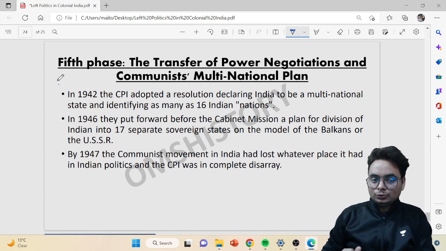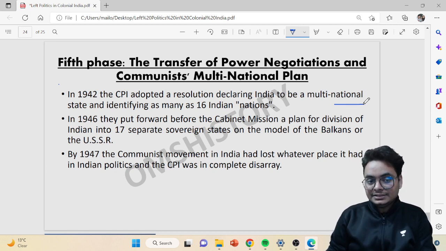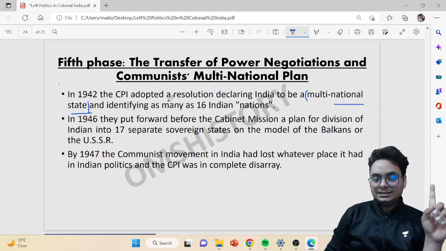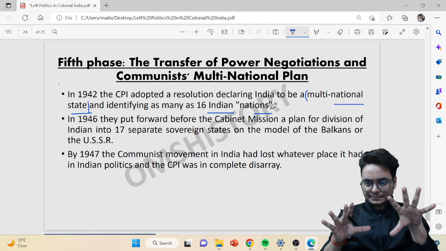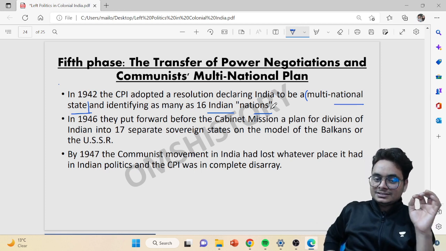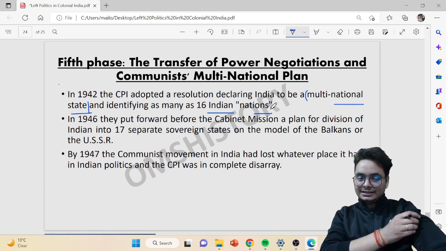So in 1942, the Communist Party of India adopted a resolution declaring India to be a multinational state. India is not one state but a multinational state, it declared, and it identified as many as 16 Indian nations. Under this Indian subcontinent, and India as a nation that we are studying, there are, it said, 16 distinct Indian nations. And it adopted a resolution like this in 1942.